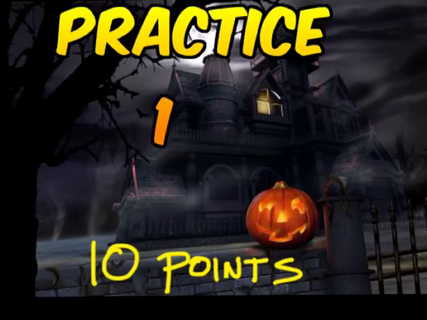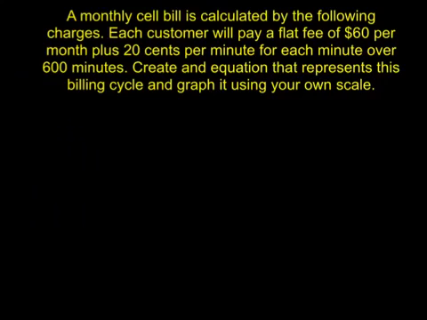All right, here's a practice problem, so you can try the word problem. Create the equation in simplest form like we did on the first 2. A monthly cell bill is calculated by the following charges. Each customer will pay a flat fee of $60 per month plus 20 cents per minute for each minute over 600. We have to create the equation. All right, so you need to put it in this form. y equals mx plus b.